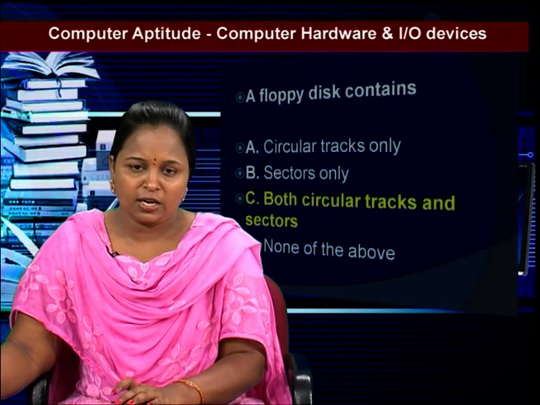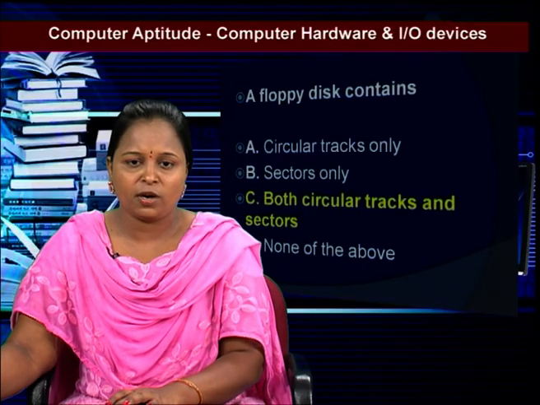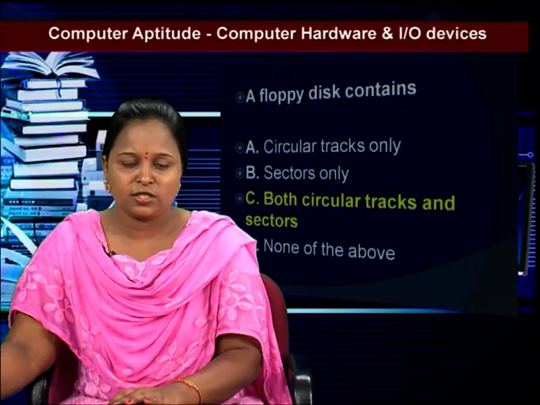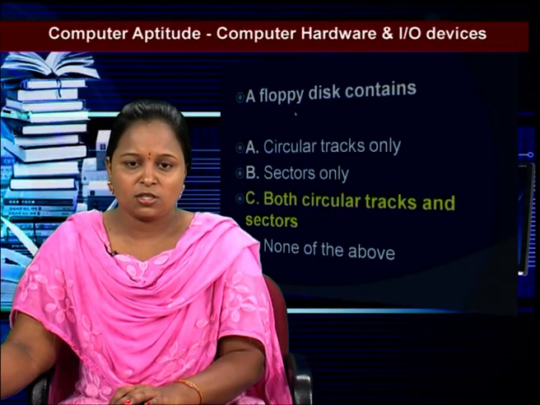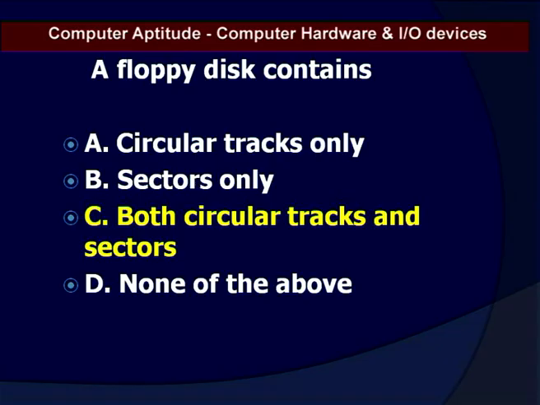Floppy disk contains what? What is meant by floppy disk? It is one of the parts of the CPU. CPU means central processing unit. In this floppy disk, there are circular tracks and sectors. Circular tracks and sectors consist of the floppy disk. This is used for storing memory.